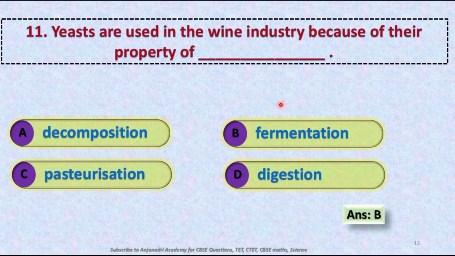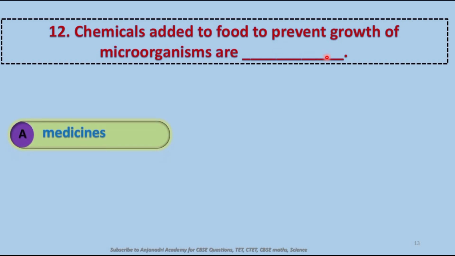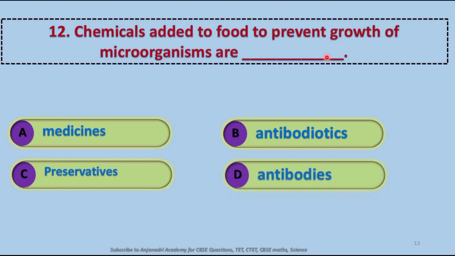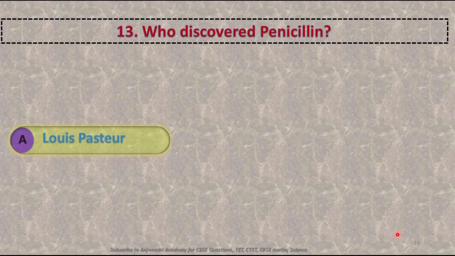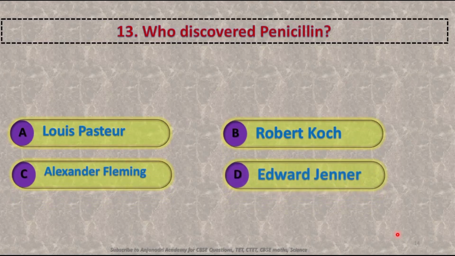The next question is, chemicals added to food to prevent growth of microorganisms are called medicines, antibiotics, preservatives, and antibodies. The correct answer is option C, preservatives. The next question is, who discovered penicillin? Louis Pasteur, Robert Koch, Alexander Fleming, Edward Jenner. The correct answer is option C, Alexander Fleming.